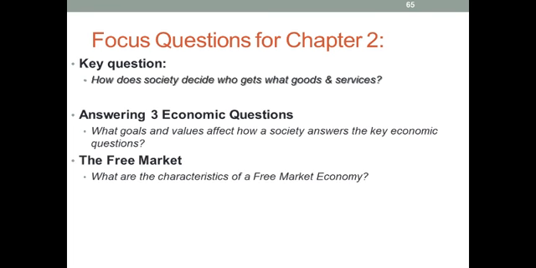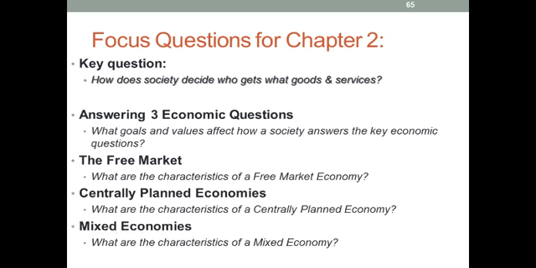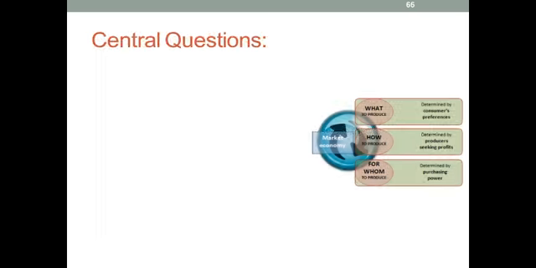We're going to look at the free market. What are the characteristics of a free market economy? What are the characteristics of a centrally planned economy? And then what are the characteristics of a mixed economy? And all of these three items decide who gets what very differently. So we're going to explore all of these things throughout Chapter 2. So let's talk about the central questions in economics.